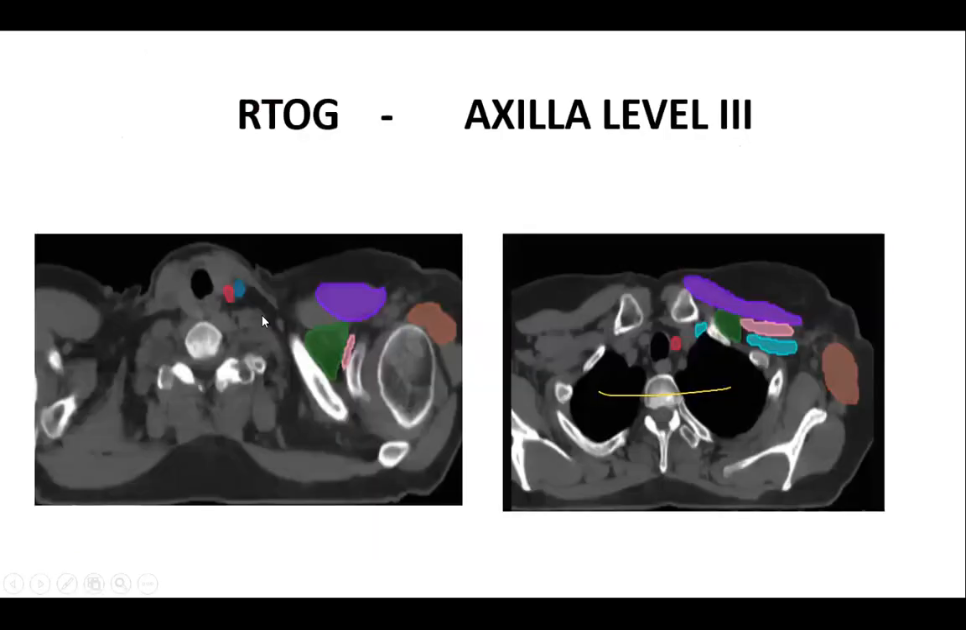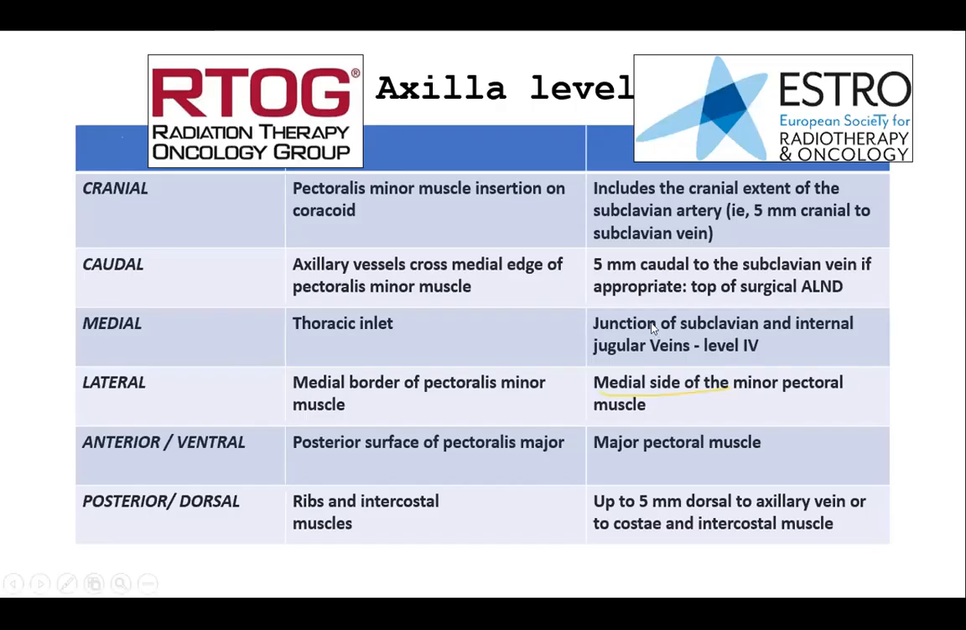So this is the border. This is my caudal border of the RTOG guidelines. Here we can see the axillary vessels across the medial border of the pectoralis minor muscle. So coming to the medial and the lateral borders, it is more or less the same between these two guidelines.